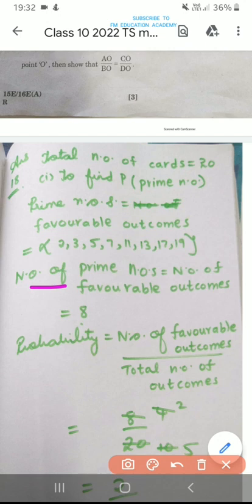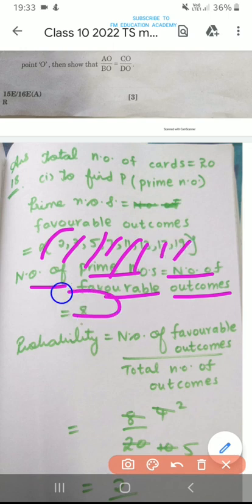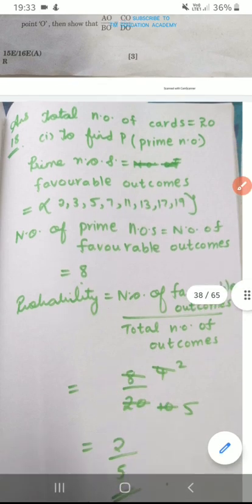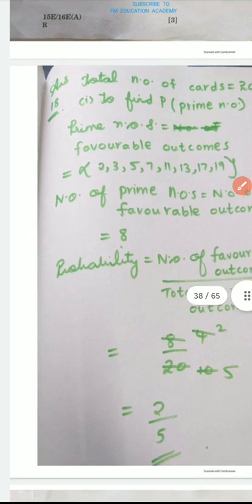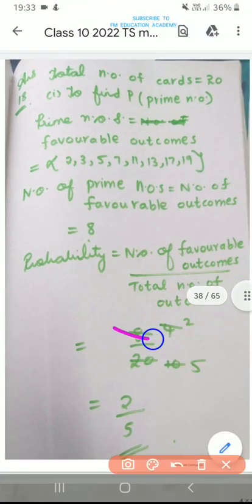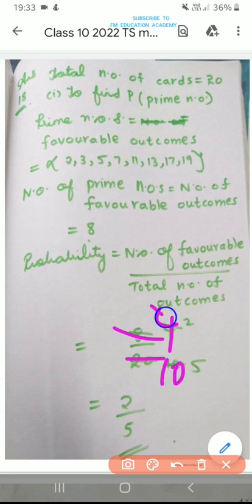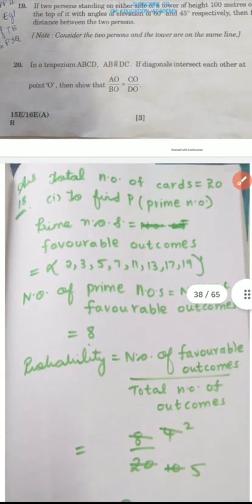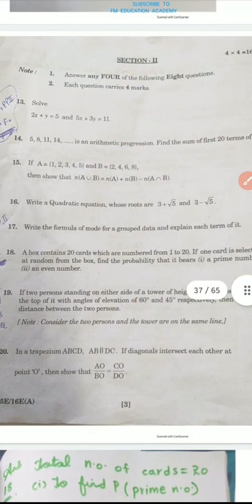So now I need the number of prime numbers here. That is my number of favourable outcomes. So 1, 2, 3, 4, 5, 6, 7, 8 are the number of favourable outcomes. So substituting in the formula of probability, number of favourable outcomes over total outcomes: the number of favourable outcomes is 8, total outcomes is 20. Simplifying, 2 fours are 8, 2 tens are 20, 2 twos are 4, 2 fives are 10. 2 by 5 is the answer for first bit. Okay, and I forgot to do second bit. I'll tell you the answer for second bit also.